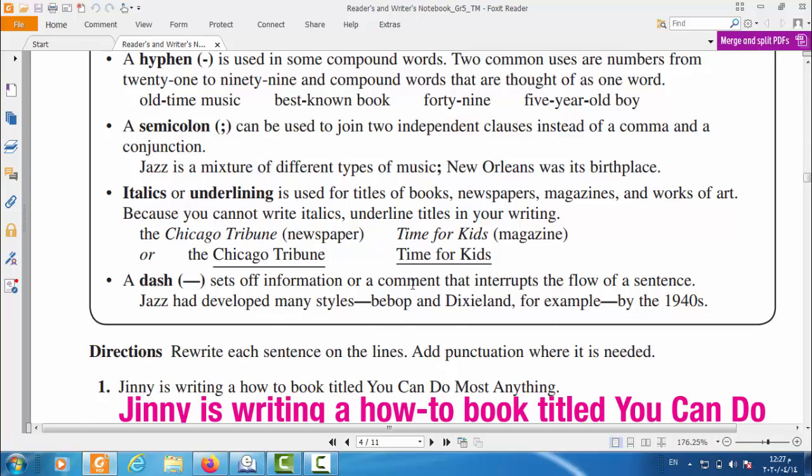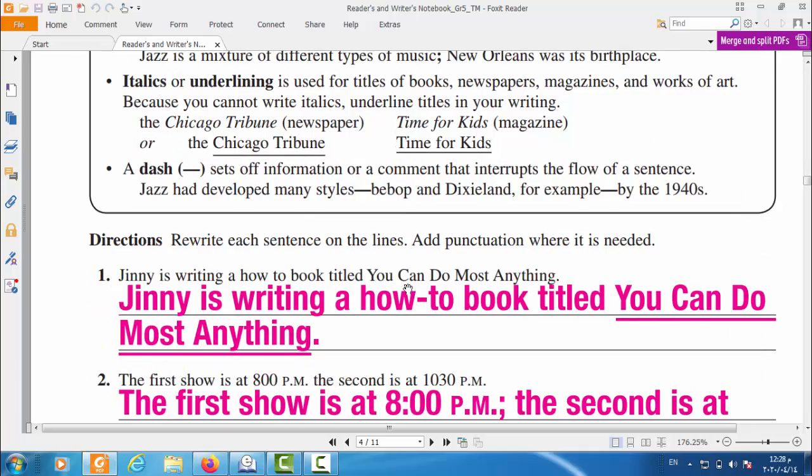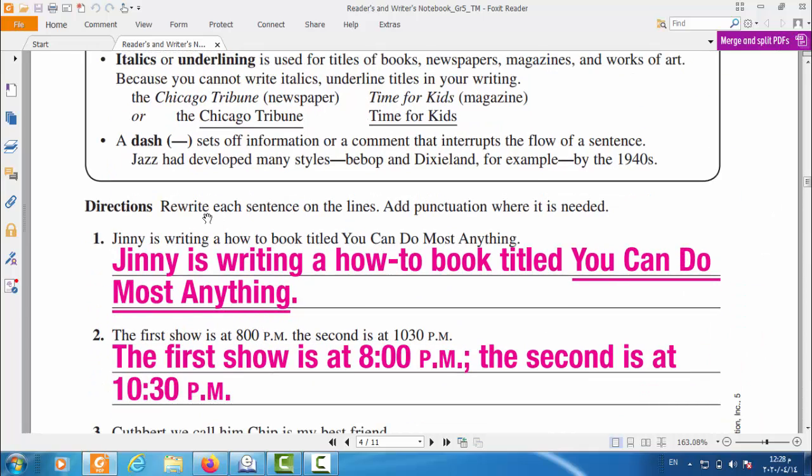Okay, guys, that's our lesson for today for the grammar. And if we look down in here, you will find that it says to rewrite each sentence on the lines, adding punctuation where it's needed. Number 1, Jenny is writing a how-to book titled You Can Do Most Anything. In here, you'll find that Jenny is writing, it's okay, we write it as it is. And then a how-to book.